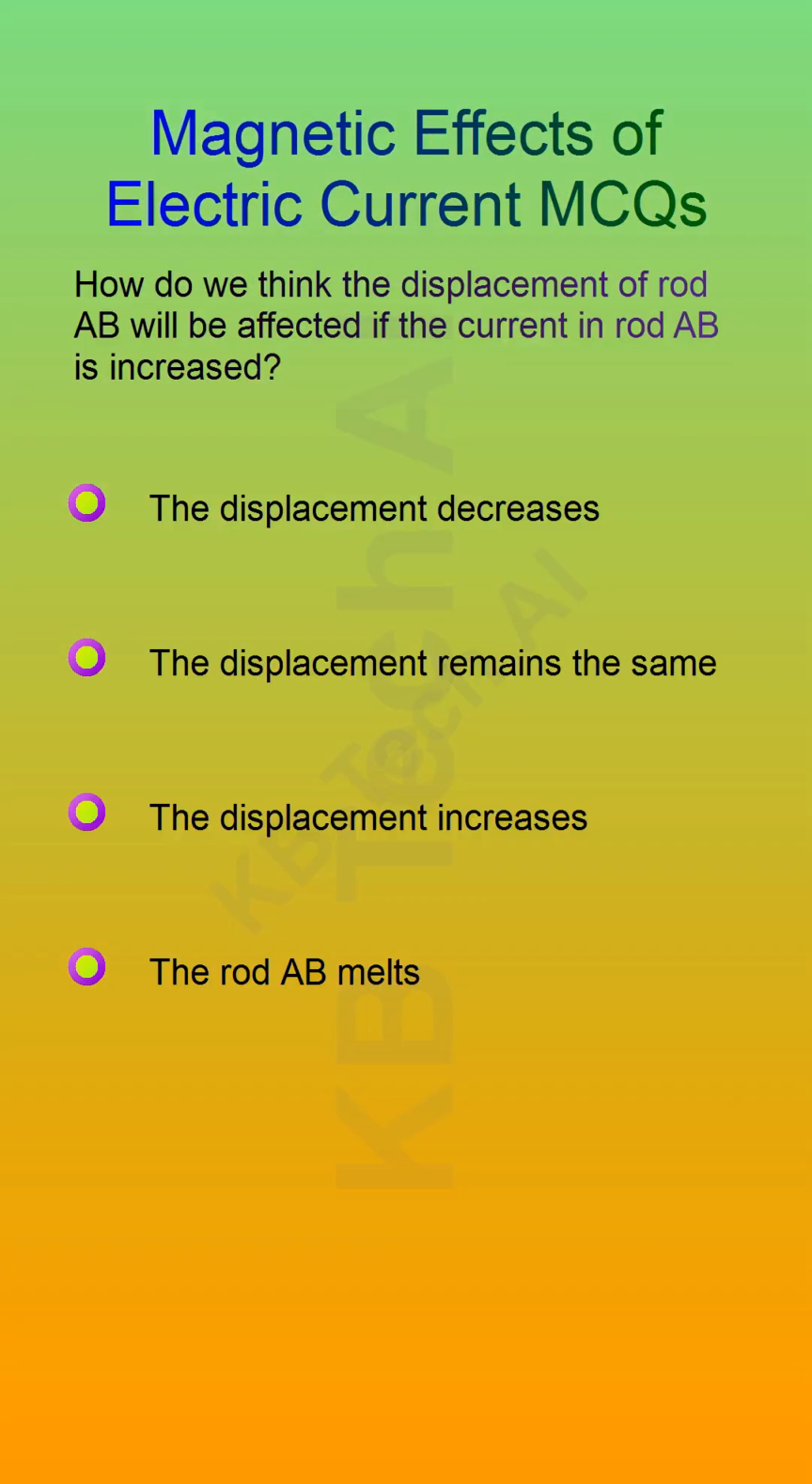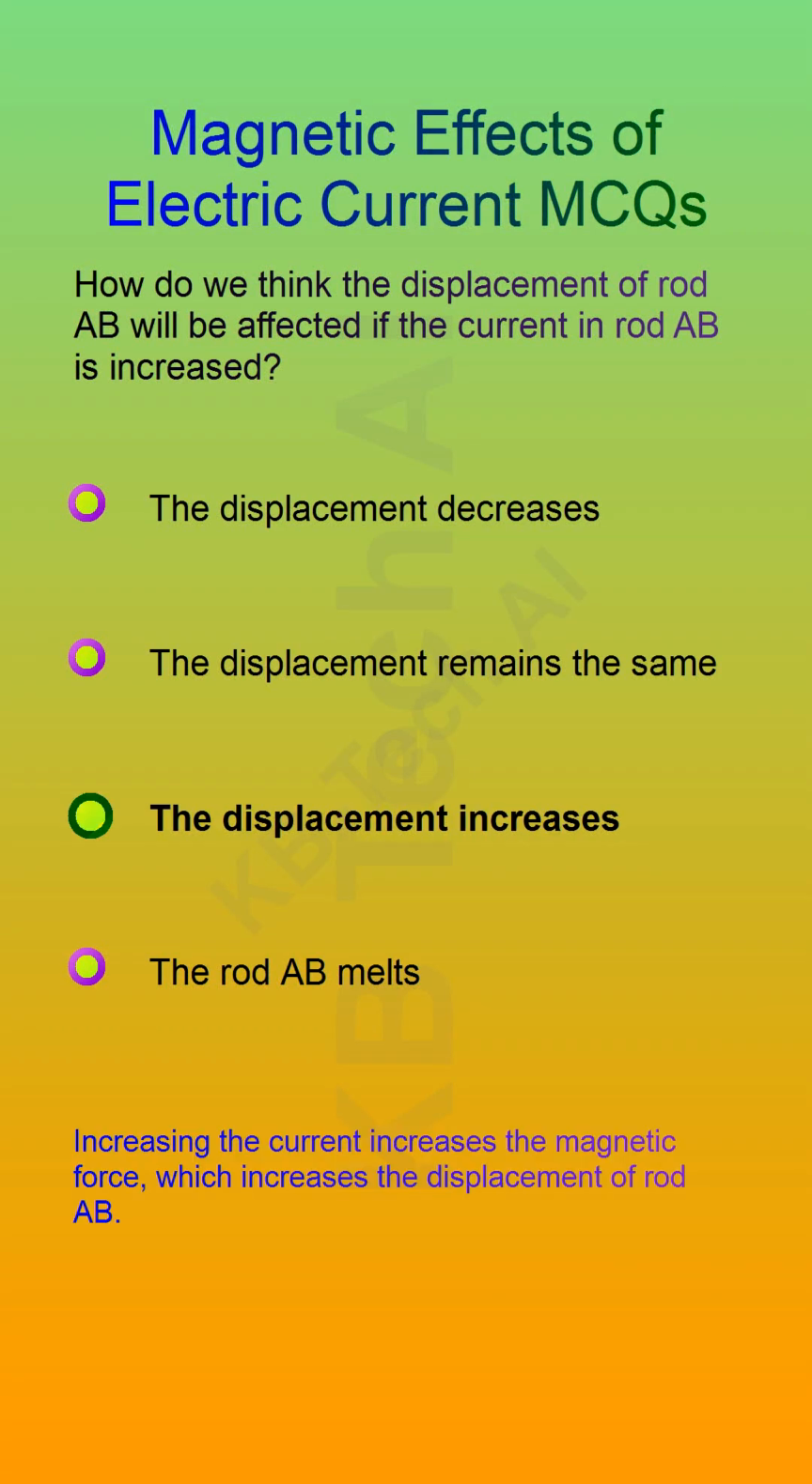How do we think the displacement of the rod will be affected if the current in the rod is increased? Option 1, the displacement decreases. Option 2, the displacement remains the same. Option 3, the displacement increases. Option 4, the rod melts. The answer is, option 3, the displacement increases.